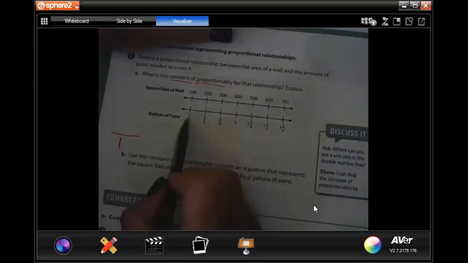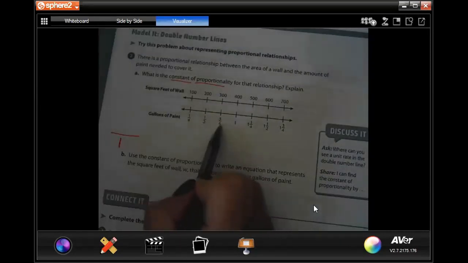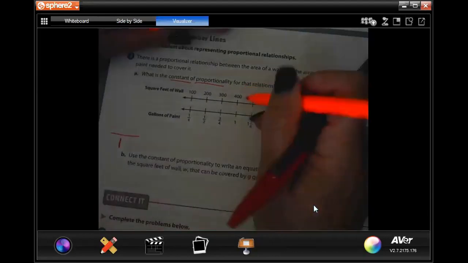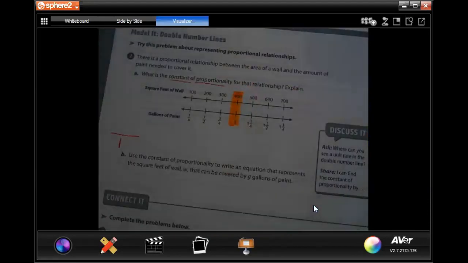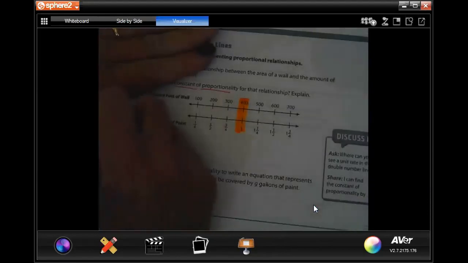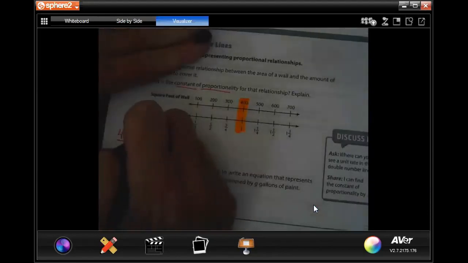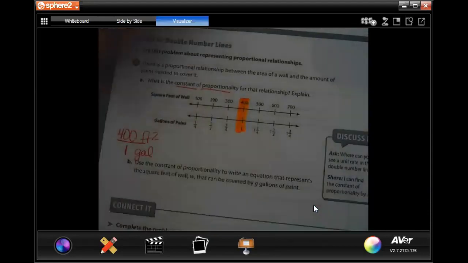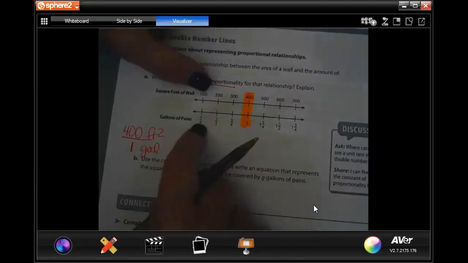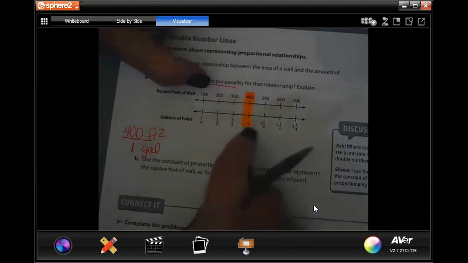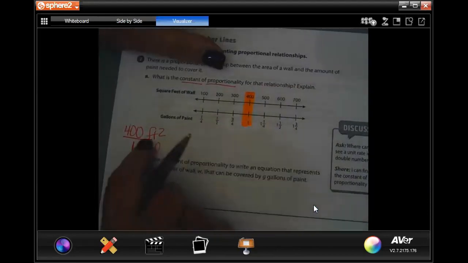So if we go through, nope, that's not 1. Nope, that's not 1. Nope, that's not 1. Ding, ding, ding! Here it is right here. That is my constant of proportionality. That is my unit rate. So 400 square feet of wall for 1 gallon of paint. A lot of you guys picked this one right here just because it was first. Remember, this has to have a denominator of 1.